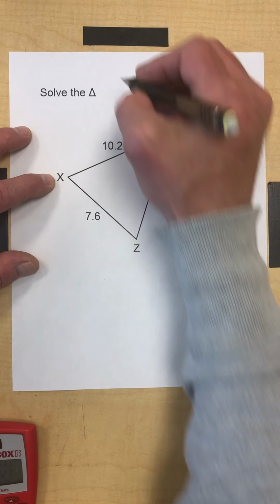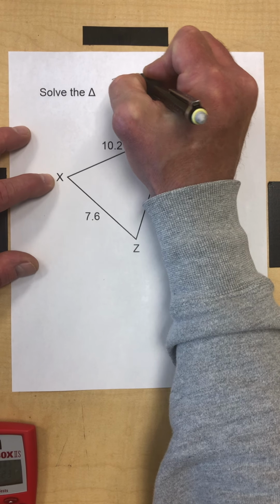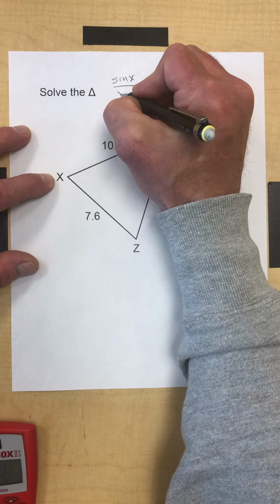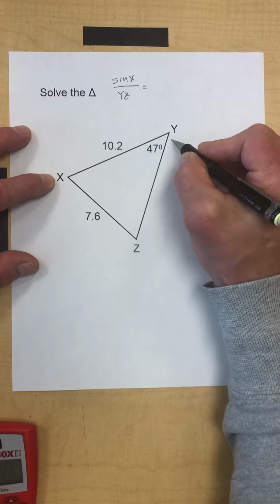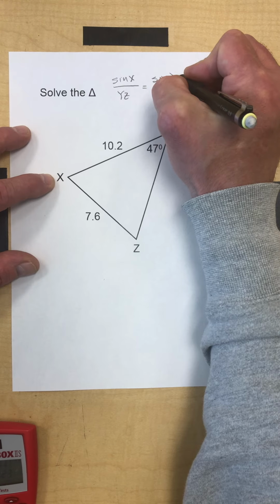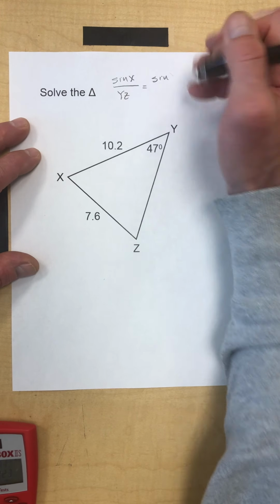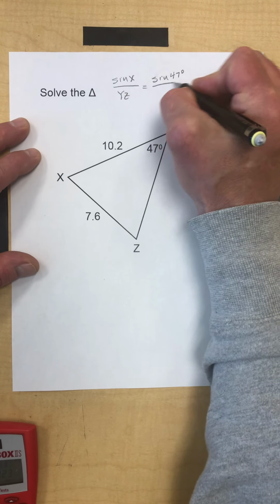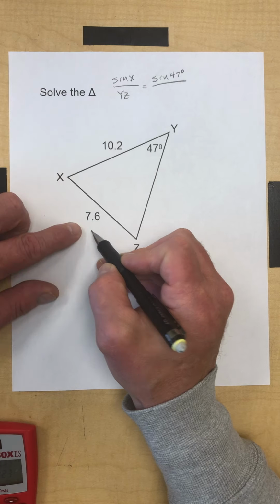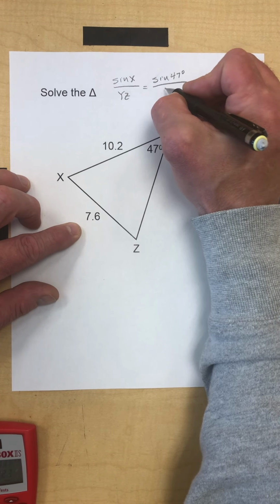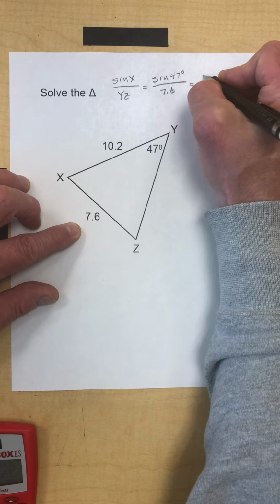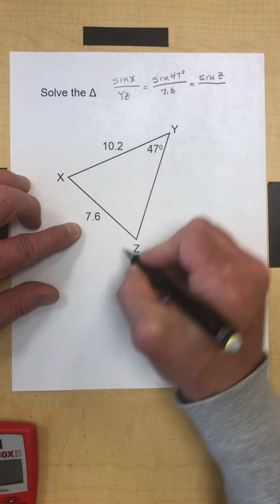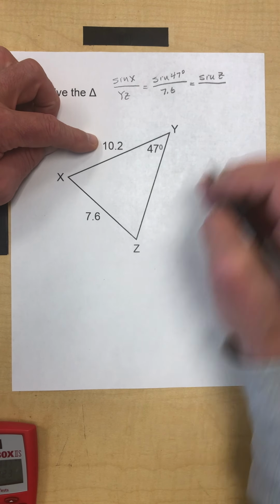I'm going to go the sine of angle X over the length of the side opposite, YZ, equals the sine of angle Y. Well, I know Y is 47 degrees, so why don't I put 47 there rather than writing Y? So sine of 47 over the length of the side opposite, which is XZ, and we know XZ is 7.6, equals the sine of angle Z, right here, over the length of the side opposite, which is XY, and we know that's 10.2.